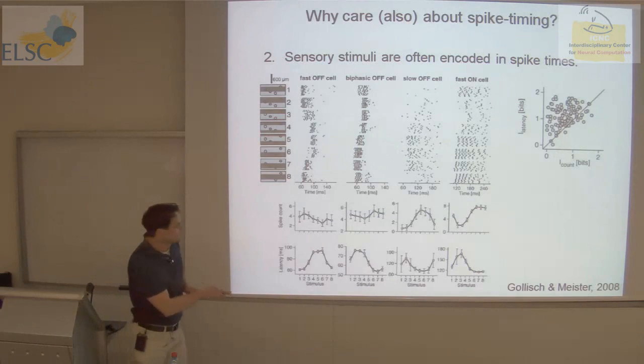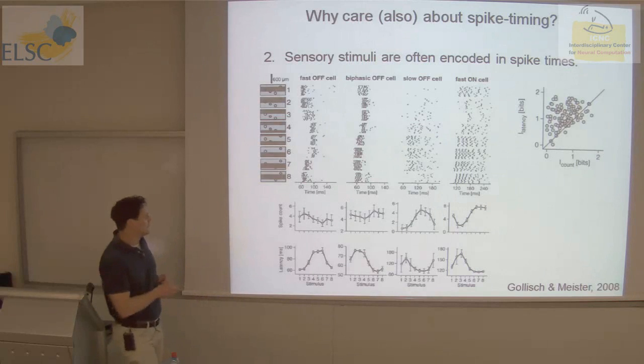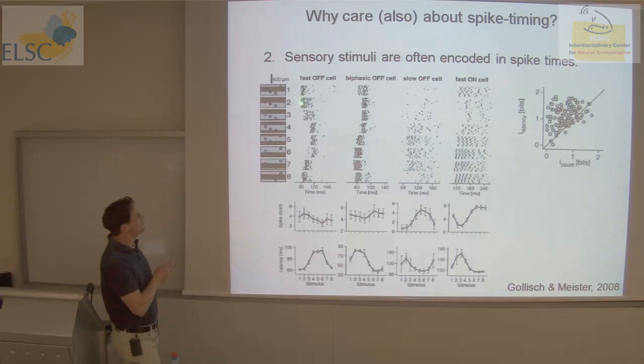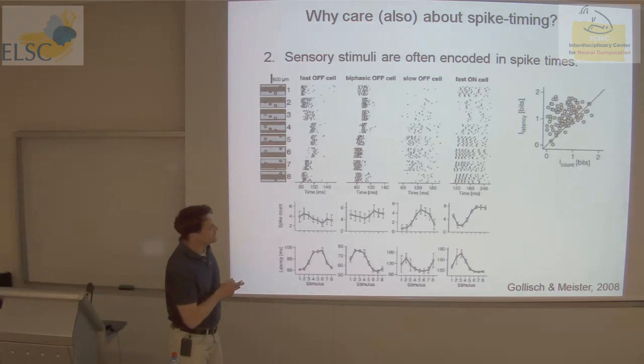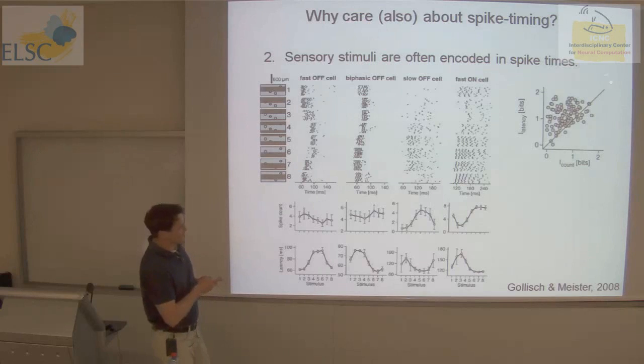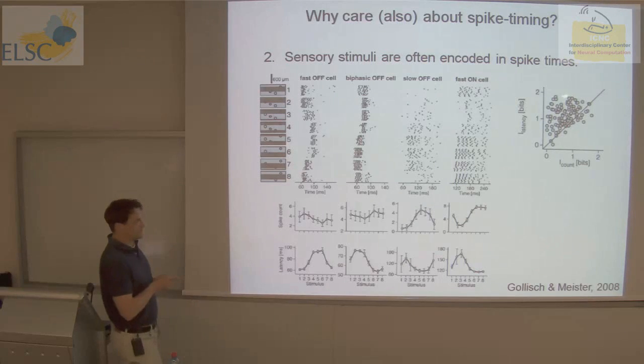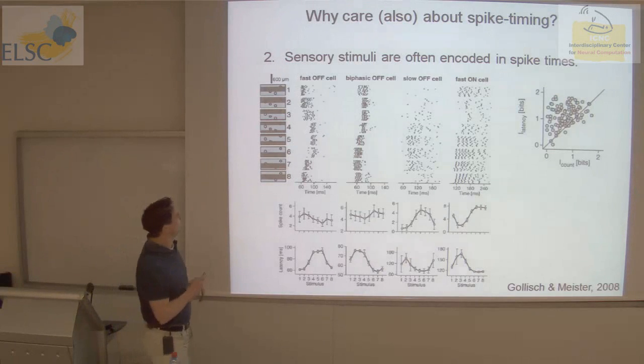Then what Tim Golish, who did these measurements in Marcus' lab, noticed is that if you look at the first spike latency, and you plot it as a function of the stimulus phase, you see a very nice tuning of this variable with a lot of information. We quantified it here: the information in the latencies versus the information in the spike count. Most cells actually have a much higher information fidelity in their latencies than in the count. So you can use this information in principle to also compute whatever you want to know about this image.